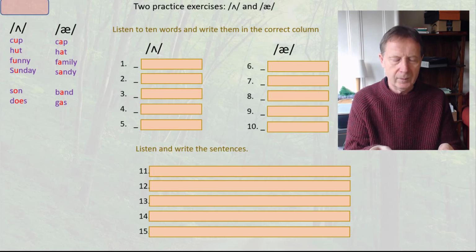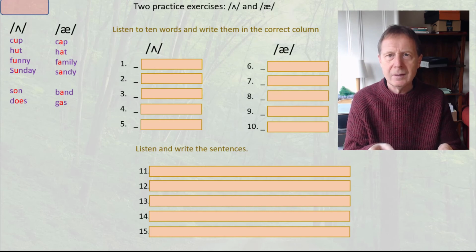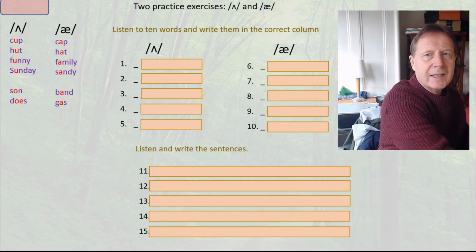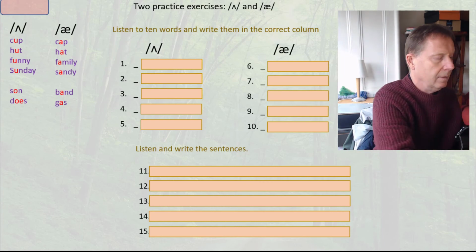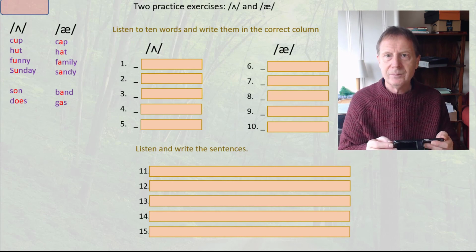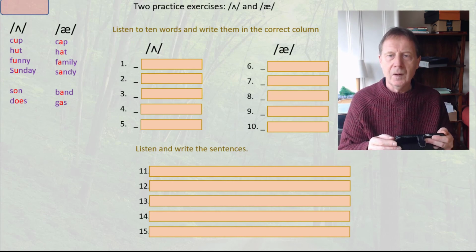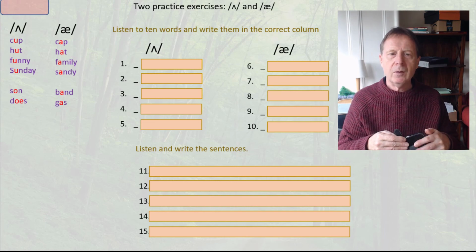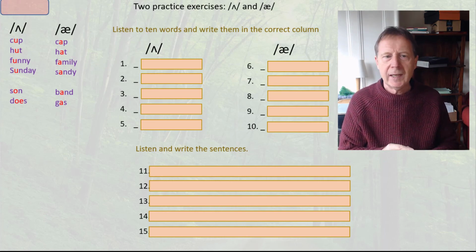14. Her umbrella is in the basket. 15. The supper was a great success. Again, you can pause the video, rewind, listen again, and check the spelling.